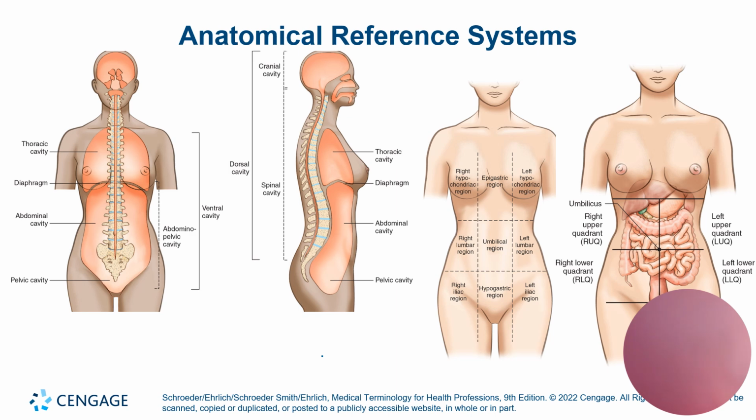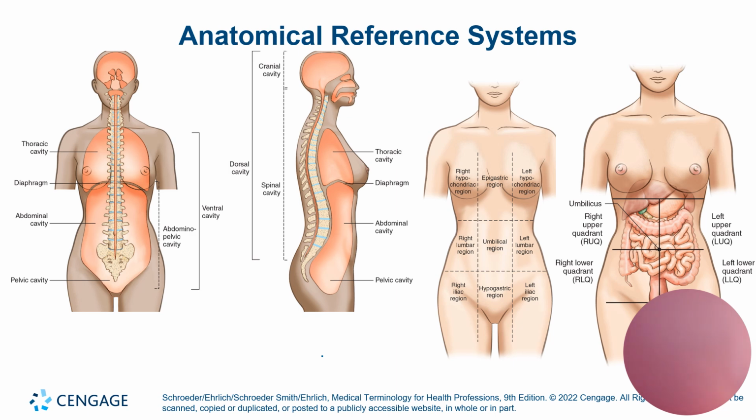We have the thoracic cavity, which is also known as the chest cavity or the thorax. We have the diaphragm, which is a muscle that is going to separate the thoracic and the abdominal cavities. The abdominal cavity will contain the major organs of digestion. And then we have the pelvic cavity, which is a space that's formed by the hip bones and contains the organs of the reproductive and excretory systems.